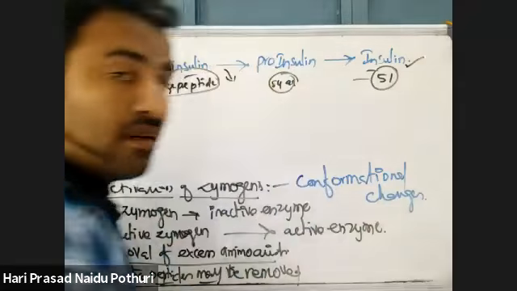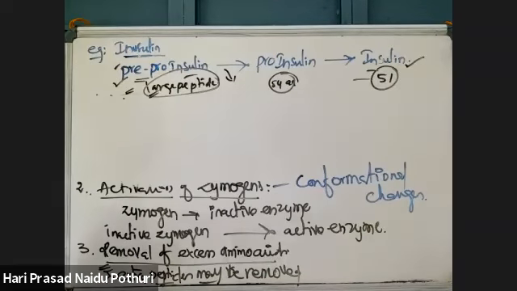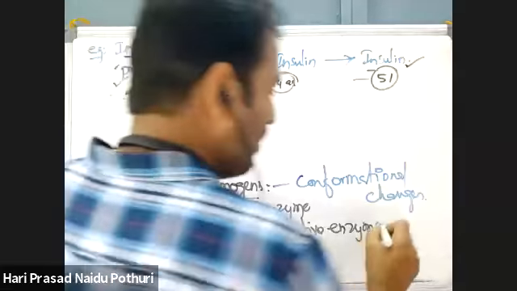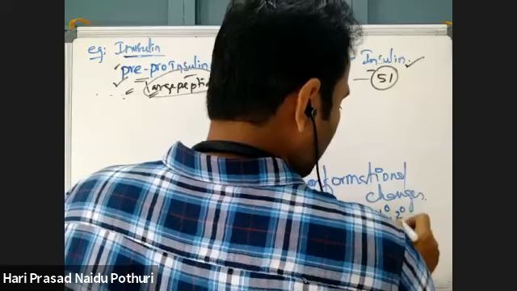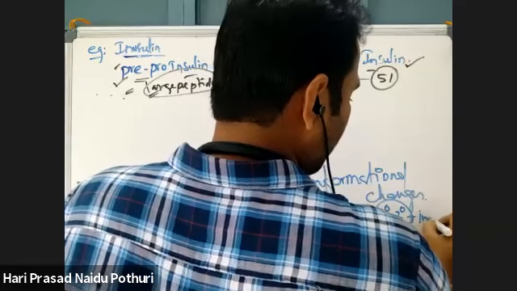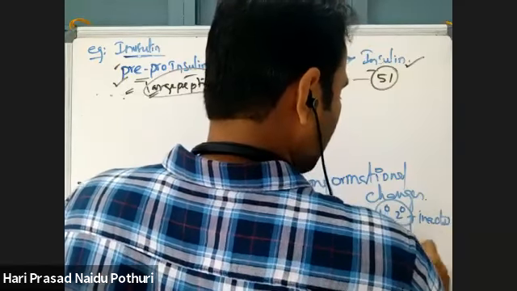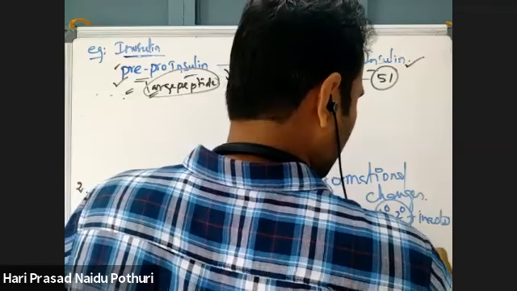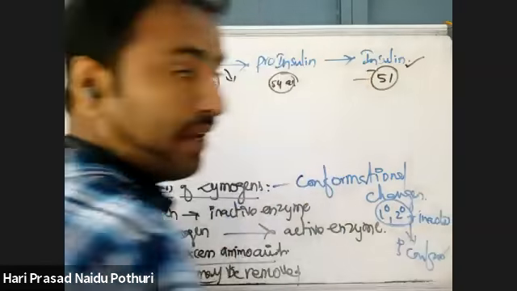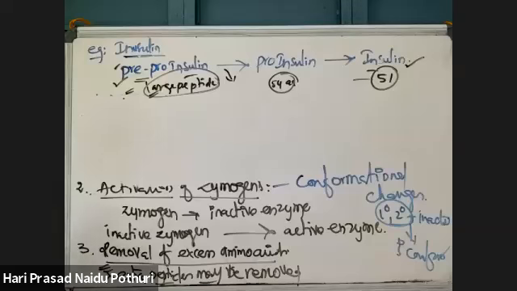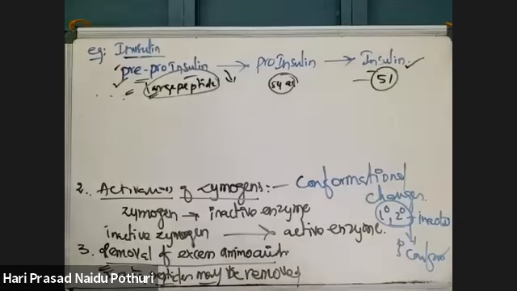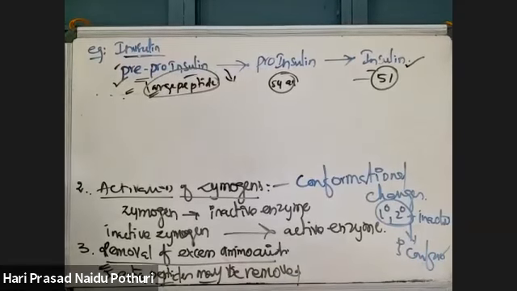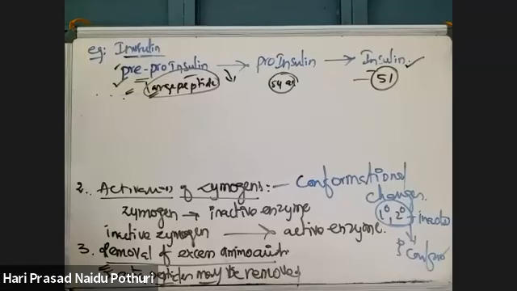Conformational changes means normally enzymes are active in tertiary conformation. Primary conformation or secondary conformation means enzymes are inactive. If that is converted into tertiary conformation, then that may be activated. Okay, clear? Conformational changes may take place.